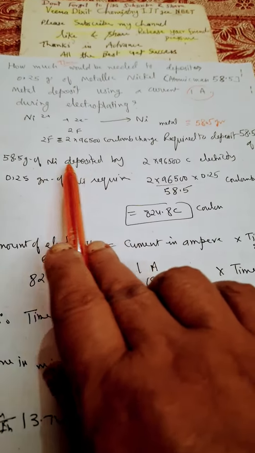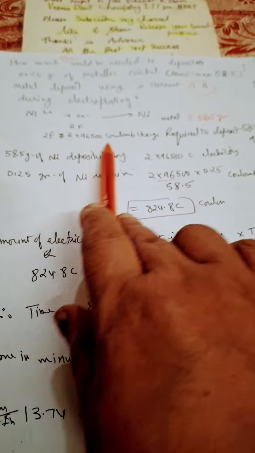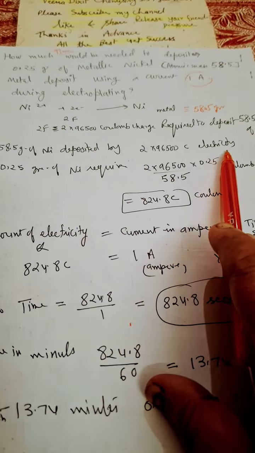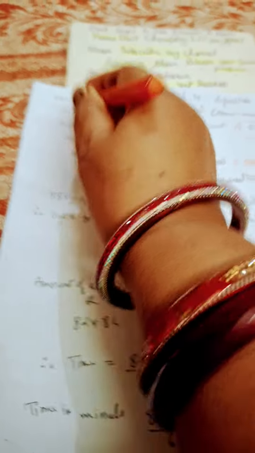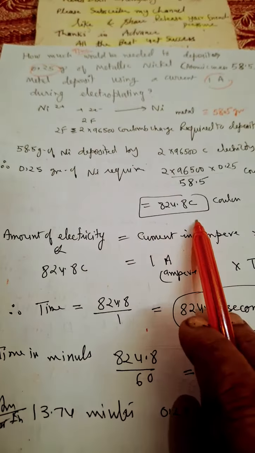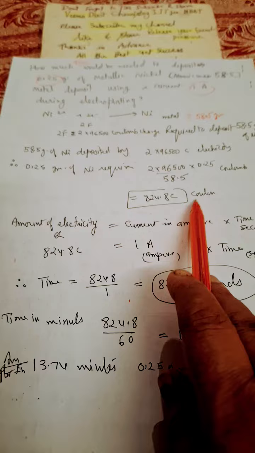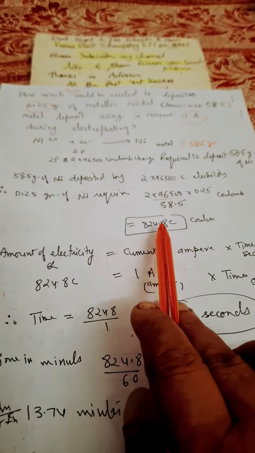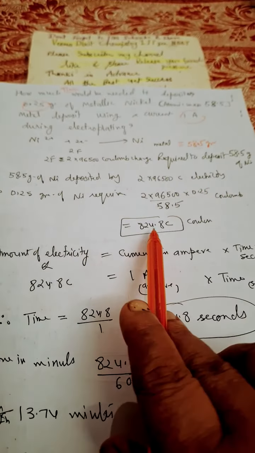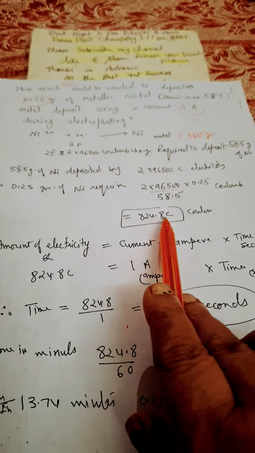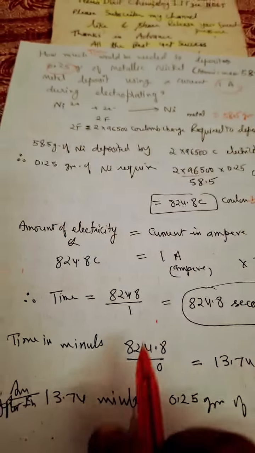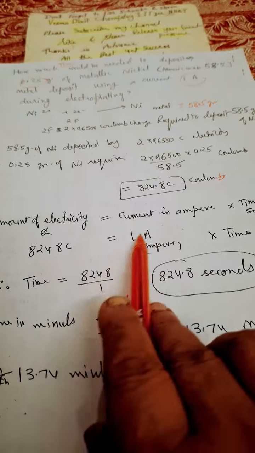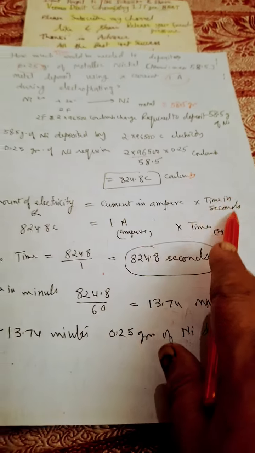58.5 gram of nickel is deposited by this much electricity passed, and then the given amount is 0.25. So in this way we will find out how much charge, how much electricity is supplied through the solution to get nickel. Okay, so 824.8 coulomb will be there. This is the charge.